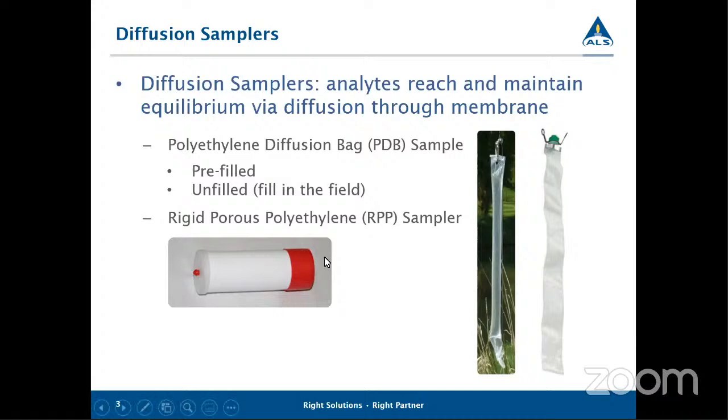Then over on the left here, this white with a red cap is your RPP sampler, your rigid porous polyethylene sampler. Works in much the same way. It's filled with DI water. It reaches equilibrium through passive diffusion through the membrane of that polyethylene material. On the right here, these passive diffusion bags are used mostly for volatile organic compounds, whereas the RPPs are typically used for inorganics, dissolved metals, nutrients, anions, and also used for some of the more water-soluble organics that we get lower recoveries on with the passive diffusion bags. So that's what we'll be talking about today, and hopefully by the time you leave this webinar, you have a better idea of certain applications that these samplers might be useful for moving forward.